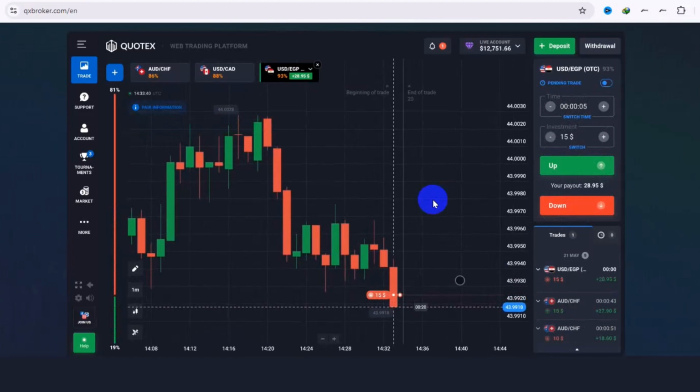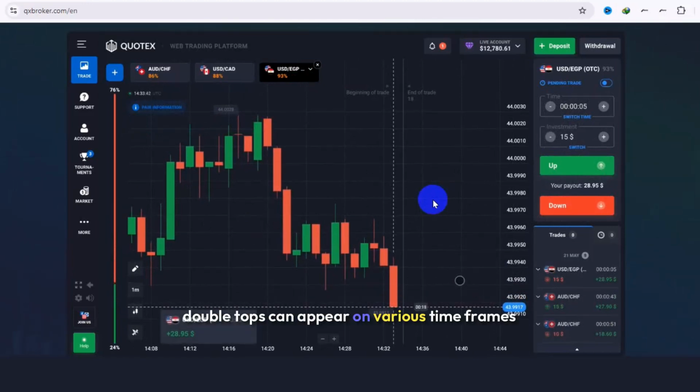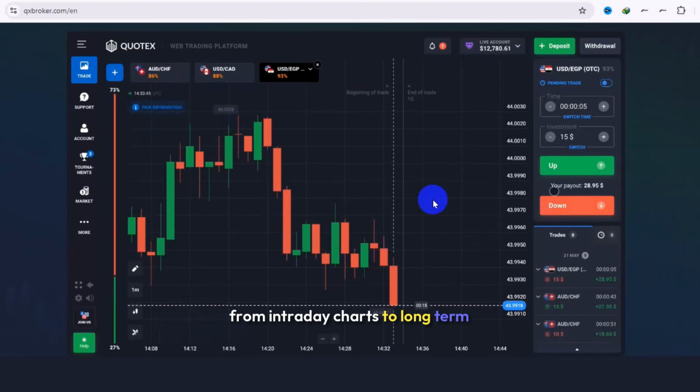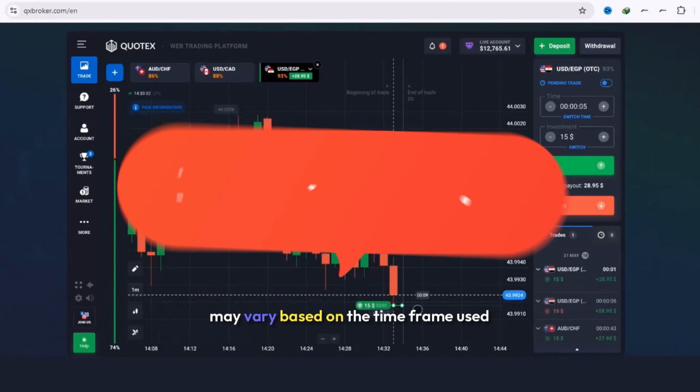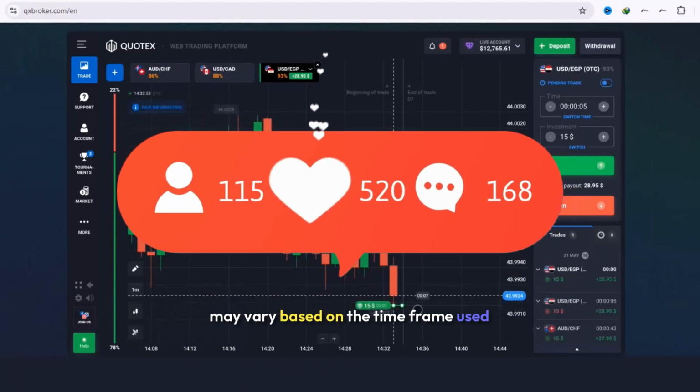Time frame. Double tops can appear on various time frames, from intraday charts to long-term weekly or monthly charts. The reliability and significance of the pattern may vary based on the time frame used.